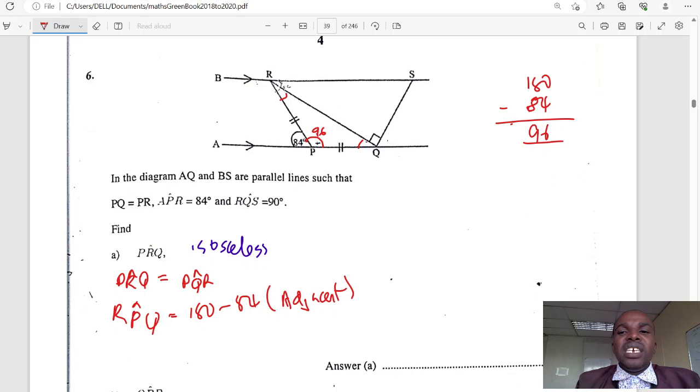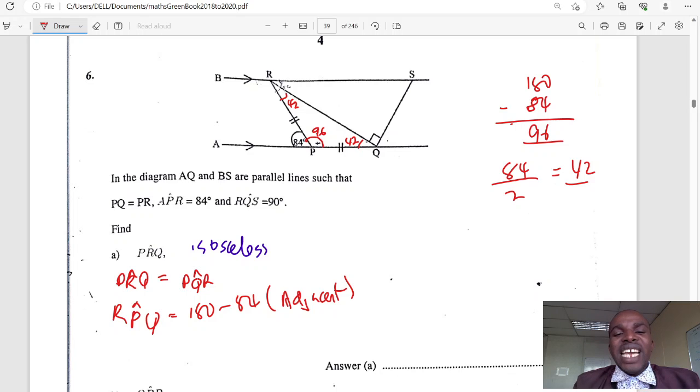Then, for these two angles, PRQ and PQR, you can say 180 minus 96 is 84. Then 84 divided by 2 gives 42. So these angles are each 42.